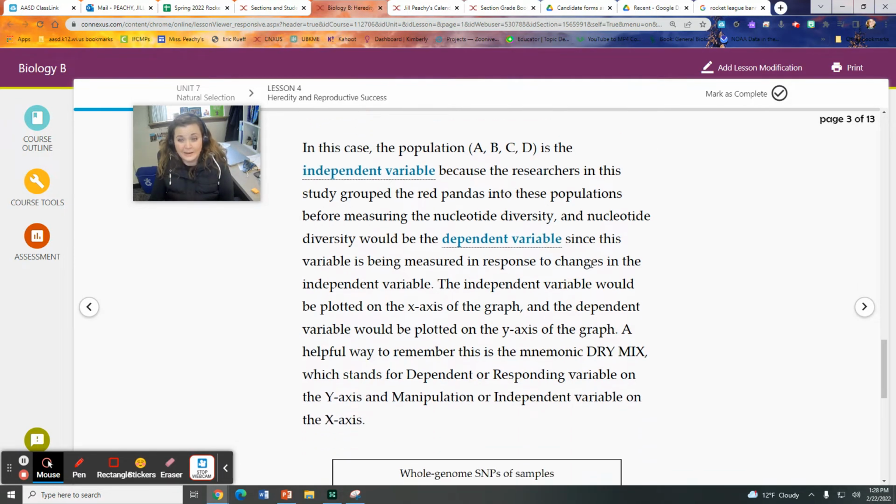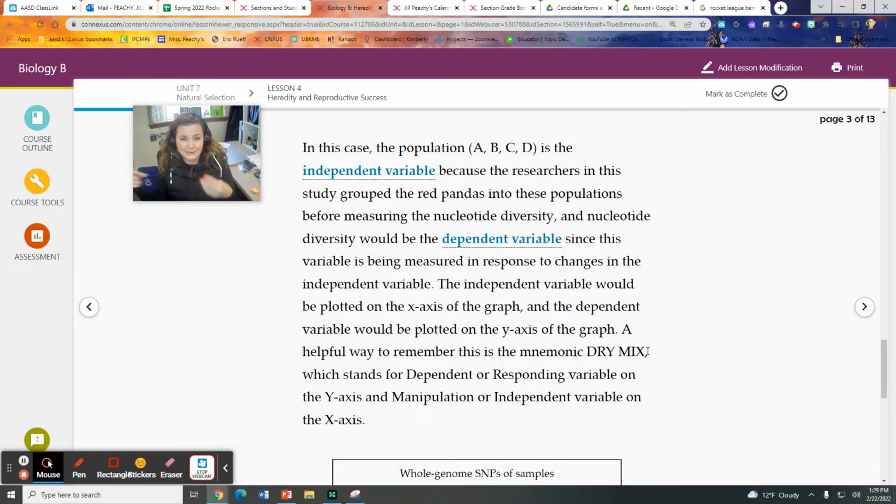And this is cool. I never used this acronym before, but they're using the acronym DRY MIX to help you remember that the dependent variable, which is also known as a responding variable, you always put on the y-axis when you're graphing. And the independent variable, which is also known as the manipulated variable, is always put on the x-axis when you're graphing. So when you graph variables, that's how it always goes.